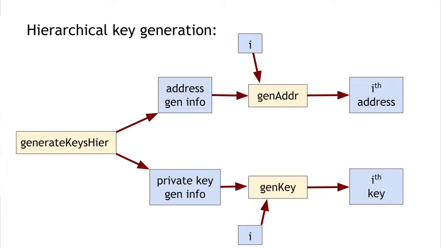The other thing that's important is that we have a security property, and the security property is this: the address generation info doesn't leak keys. That is, it doesn't leak any information about what the keys might be. And that means that it's safe to give the address generation info to anybody, and so that anybody can be enabled to generate the ith key.